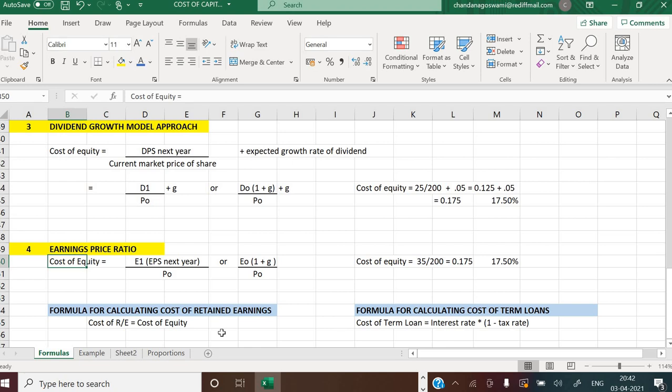Then the last formula is for calculating cost of term loans. Term loan, what we will do is take the interest rate that is associated with the term loan and just multiply it by 1 minus tax rate.